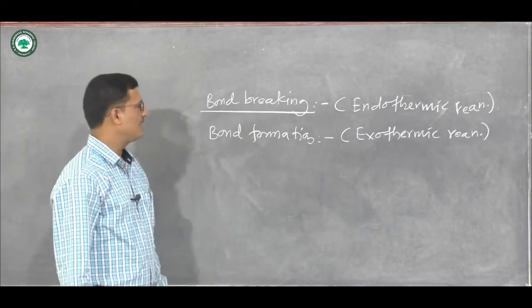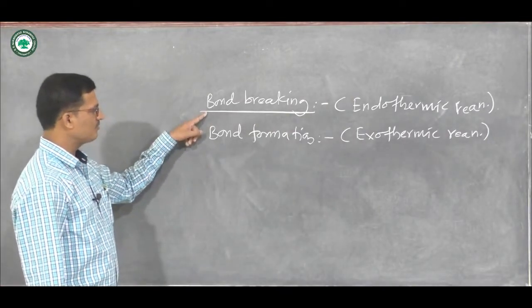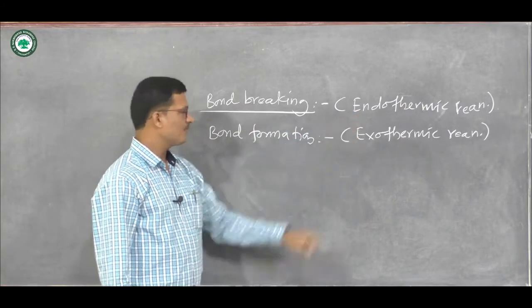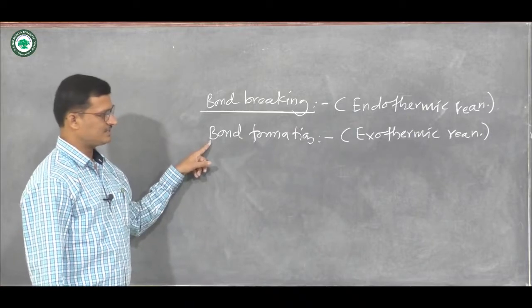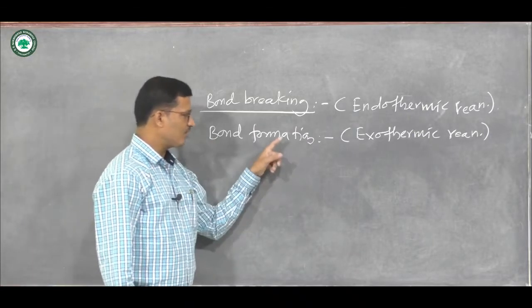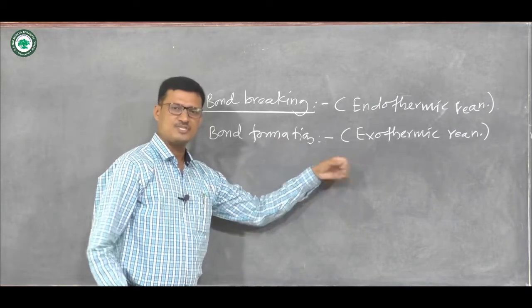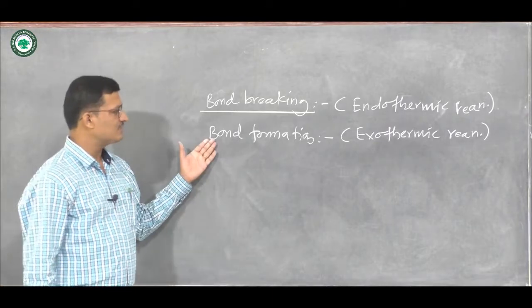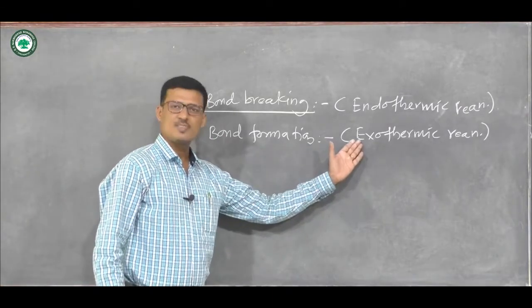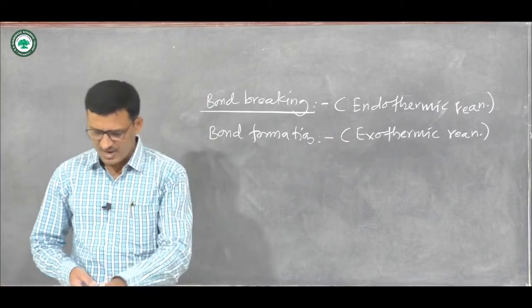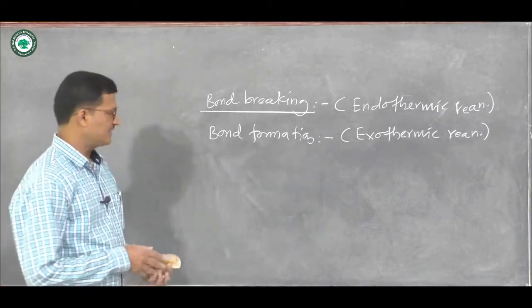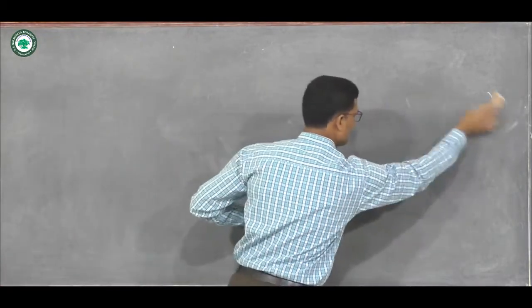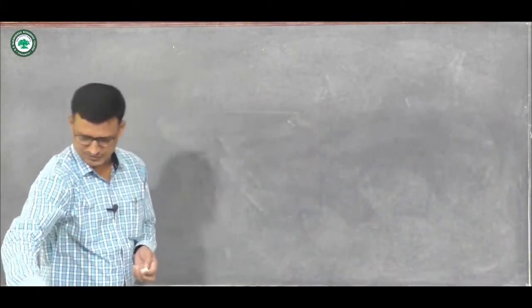So you remember well, when bond breaking takes place, then we have to supply the energy. This is an endothermic reaction. When bond formation takes place, the bond formation is an exothermic reaction. Means when the bond between 2 atoms is formed, then energy is given out, and that's why these reactions we call exothermic reactions. Once we discuss this part, then we will discuss the mechanism of the SN2 reaction.